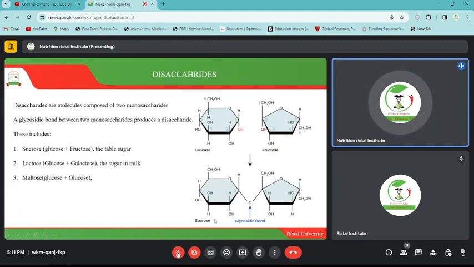So this is what I said earlier on sucrose, our normal table sugar, the sugar you buy from the shops, which comes from sugar cane. Lactose is also another example, which is formed from glucose condensing with galactose. This is the sugar in milk, which I said earlier is called milk sugar. Then there is maltose, which is formed from two glucose units that condense together.